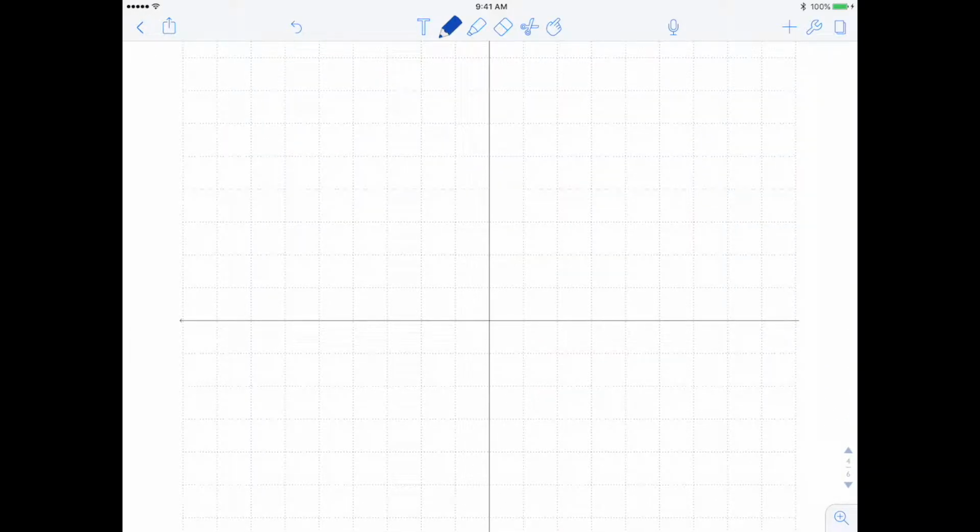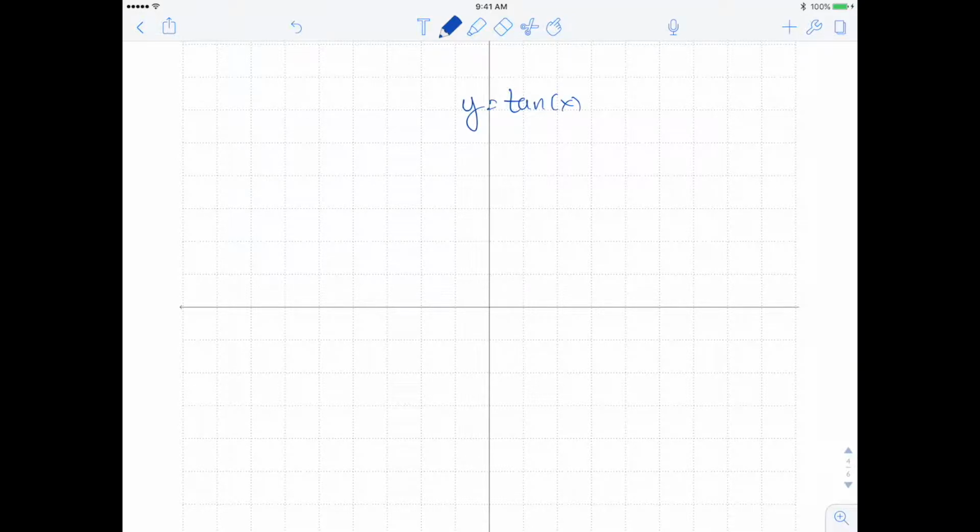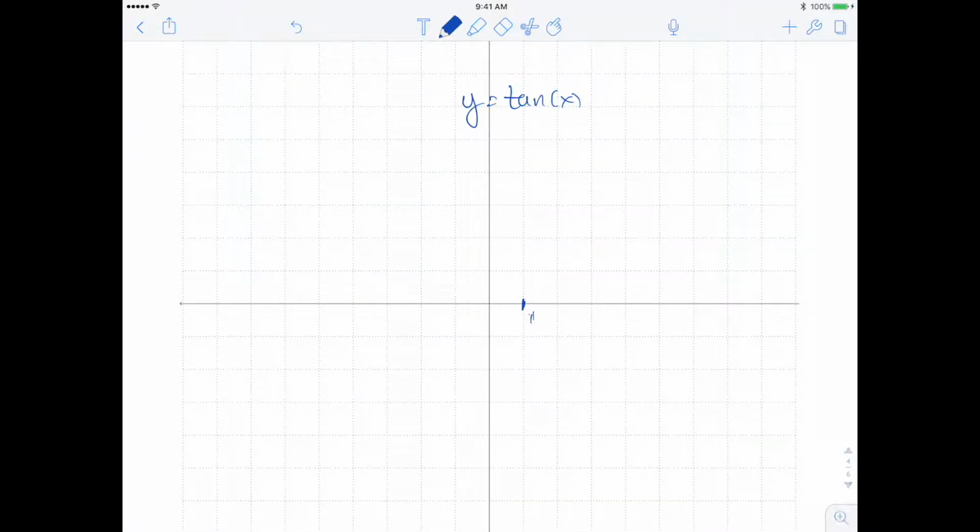The last graph that we want to know the basic shape of is tangent of x. And tangent of x is going to be very weird. Pi over 2, -pi over 2. One of the weird things we said was that we looked at two values a lot. Tangent of 0, we said that was 0. And tan of pi over 2, we said that was undefined.